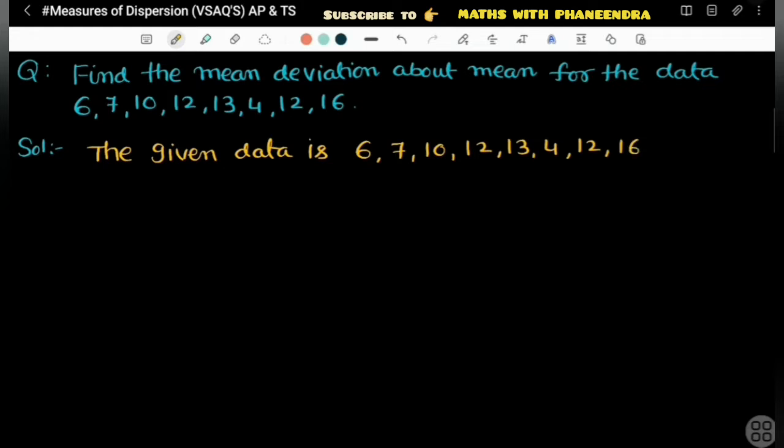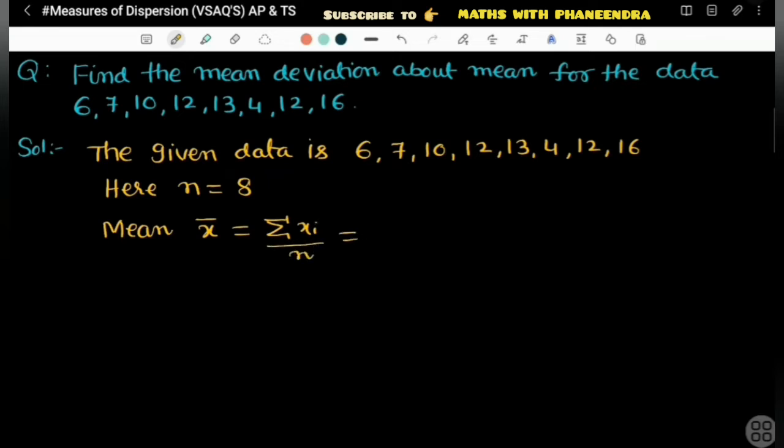How many observations are there? 1, 2, 3, 4, 5, 6, 7, 8. Therefore, the number of observations, denoted by n, is n equal to 8. When the number of observations is 8, you can calculate the mean of these observations. The mean, denoted by x bar, is equal to sigma xi by n.